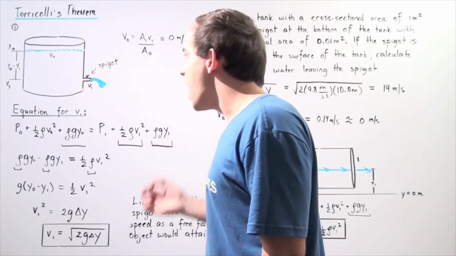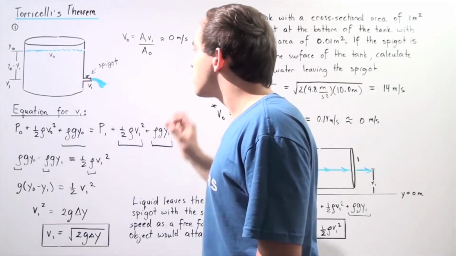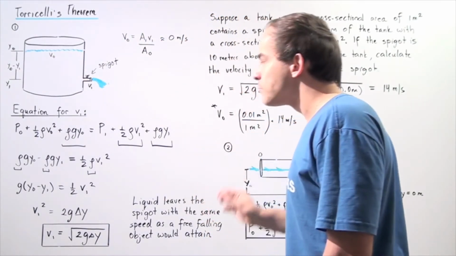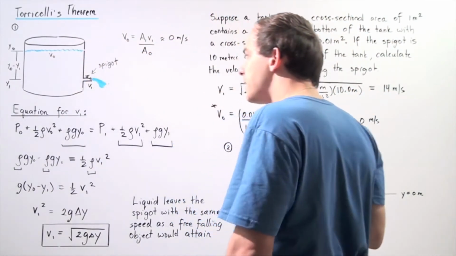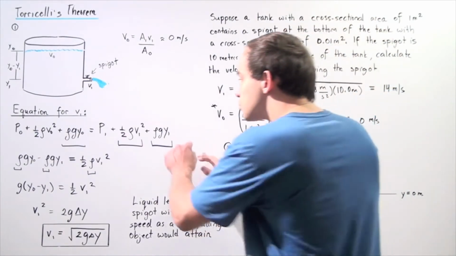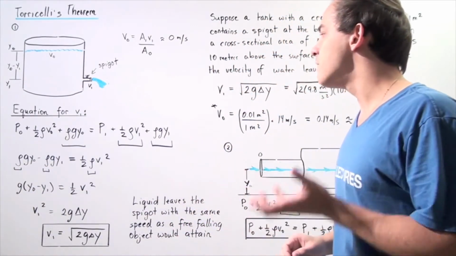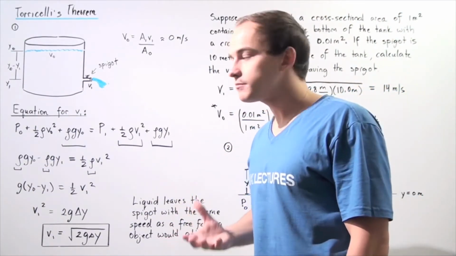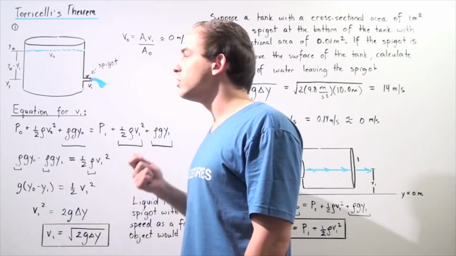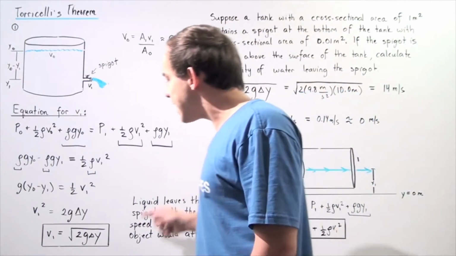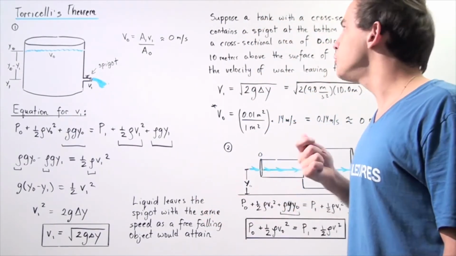So if we take any object and we let the object go, and the object travels this distance, the velocity that object would attain would be the same exact velocity of the fluid that is coming out of the spigot. And that makes sense because this entire equation was derived from the law of conservation of energy, from the work-energy principle. And so it makes sense that eventually we get a result that depends on the law of conservation of energy. Once again, this result is known as Torricelli's theorem, and it comes from Bernoulli's equation.